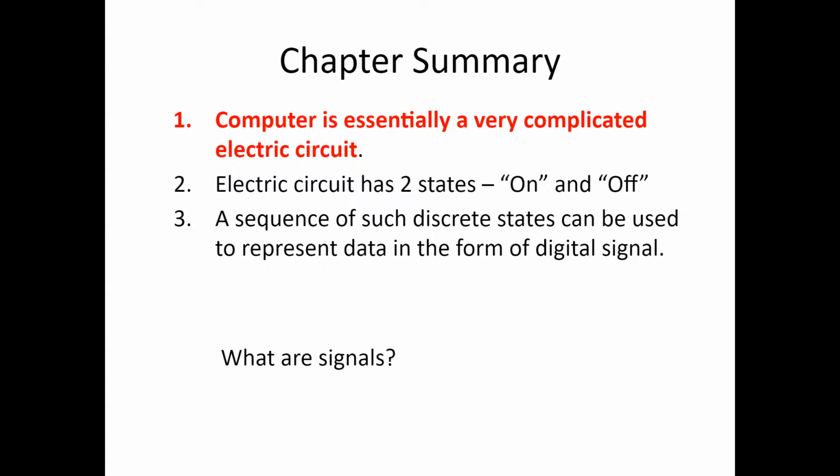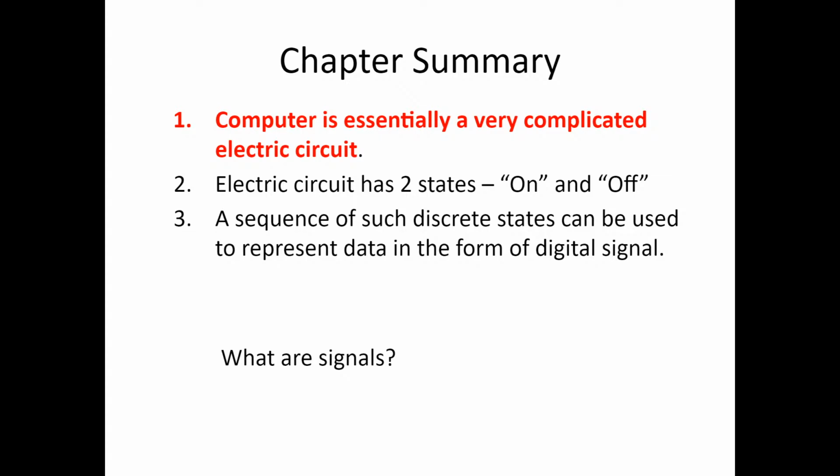And finally, this is a chapter summary of what we've learned so far. This chapter summary includes how the electrical circuit has the states of on and off. The computer is just a very, very big and complicated electrical circuit, and the discrete states can be used to represent data in the form of digital signals.